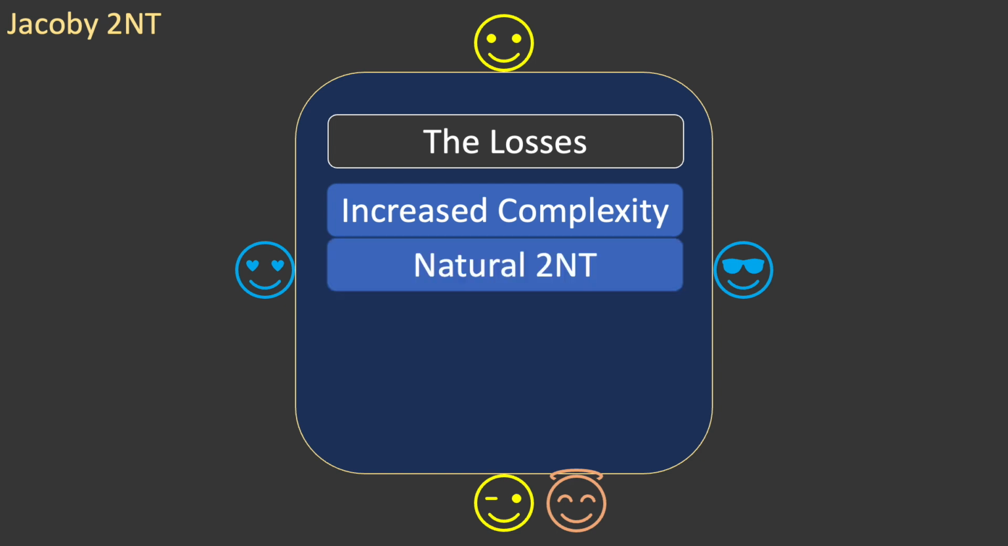The other loss with this convention is, in some situations, the inability to use the natural 2NT bid which has been used previously. You need to make sure that partner always knows what your bid means. Let's look at an example.